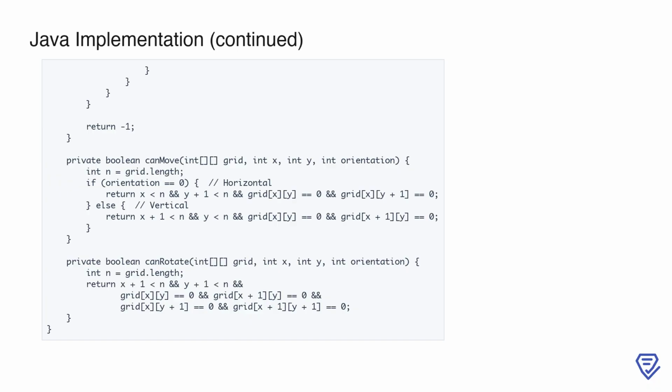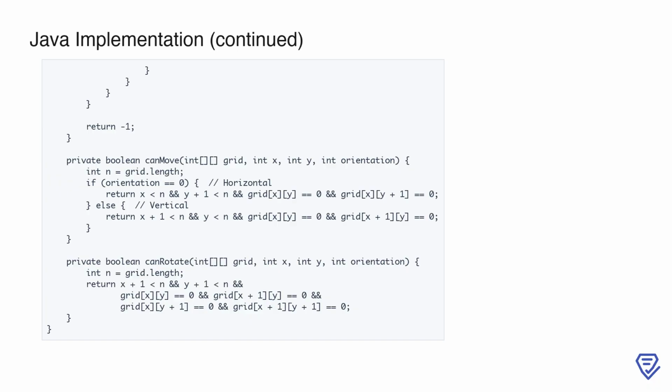Moving on to the helper methods, canMove checks if the snake can move to a new position without collisions. If the snake is horizontal, we verify that both the current cell and the one to the right are within bounds and free of obstacles. Similarly, for a vertical snake, we ensure that the current cell and the one below are valid.